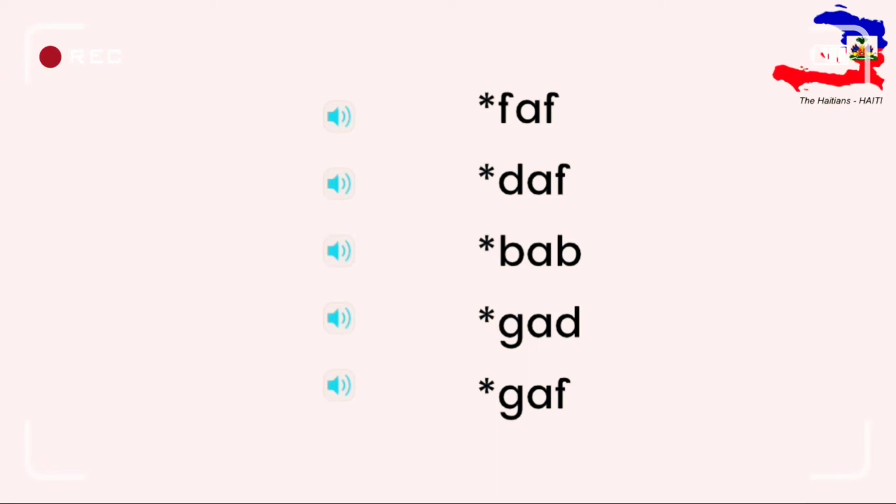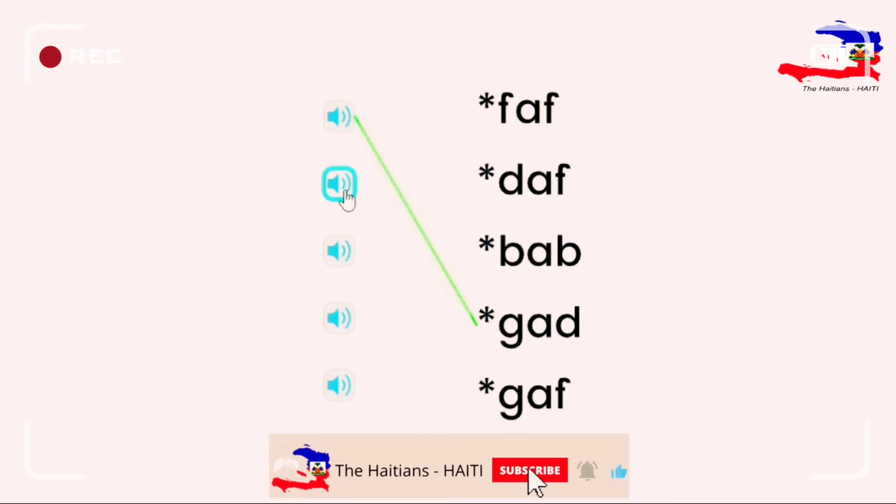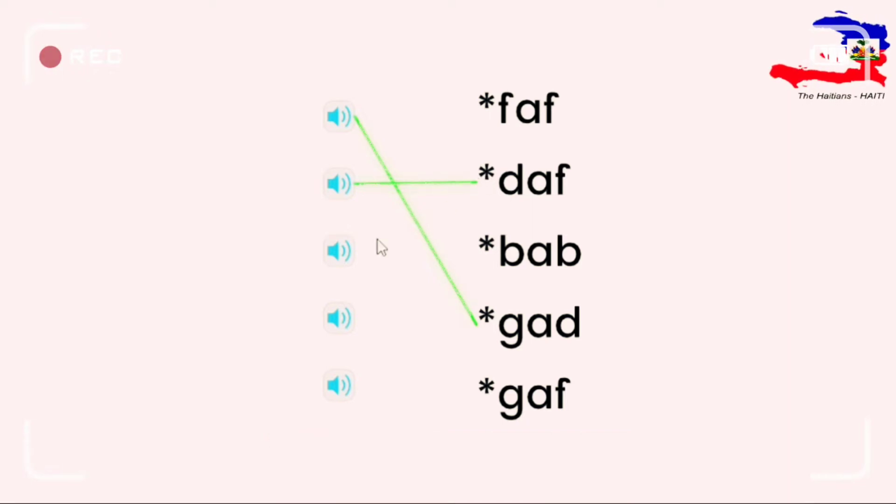Match the spoken form of the word on the left with its spelling on the right. Click on the spoken form and then click on the spelling to draw a line between them. Gad. Right. Daff. Nice job. Gaff. Very good. Faff. That's correct.